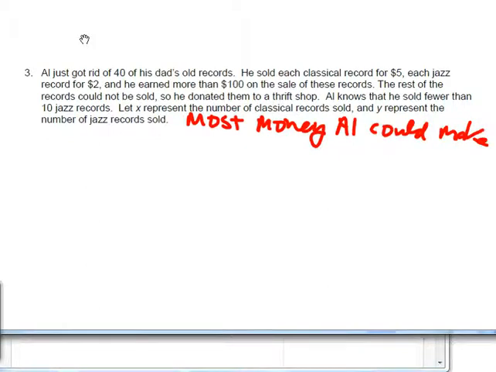See, he's selling records, and he's selling either classical or jazz records. He doesn't exactly know how many of each he has, but we know that he got rid of 40 of them total. And if I were you on this one, the first thing you see, make that X. So classical is $5. Classical will be the X, and jazz will be the Y. Add that little part to number 3.